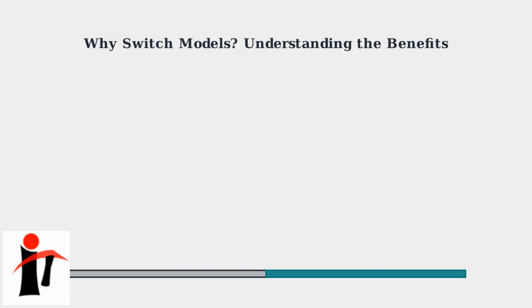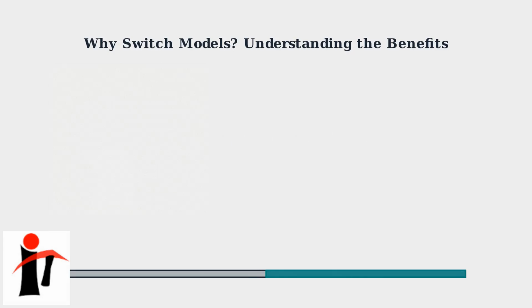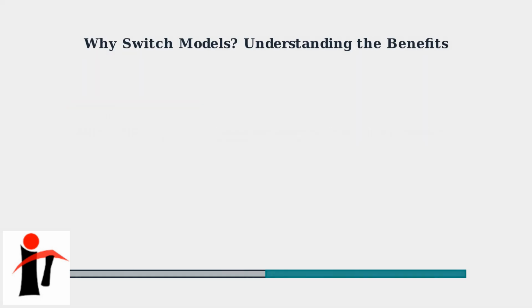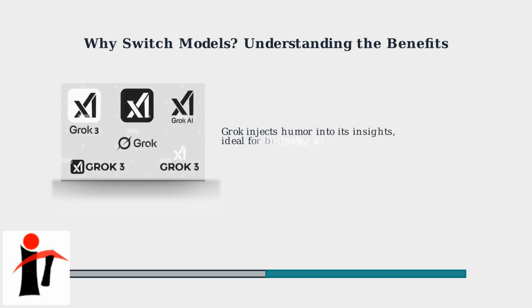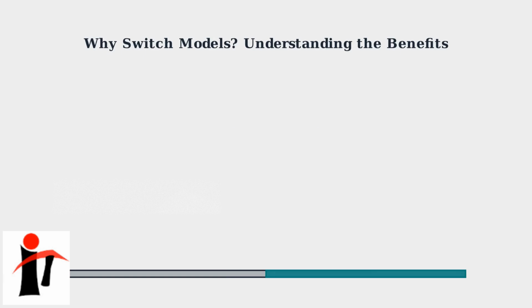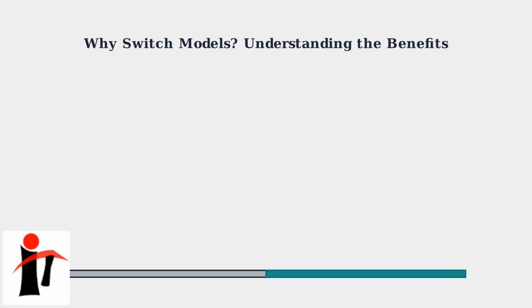Why bother switching AI models in Perplexity AI? Each model has its strengths, allowing you to tailor the AI's output to your specific needs. For example, GPT-4 excels in creative tasks like writing stories or generating ideas, while Claude emphasizes safety and strong reasoning, which makes it great for factual research and reliable information. Grok injects humor into its insights, which is perfect for brainstorming and coming up with fun ideas. Switching models lets you tailor the AI's output to your specific needs, choosing the right tool for each job.